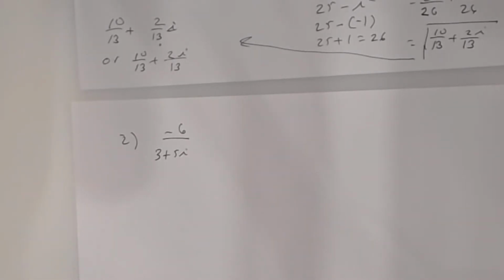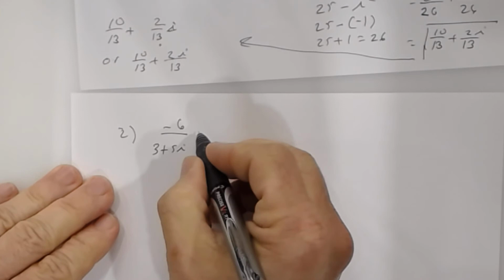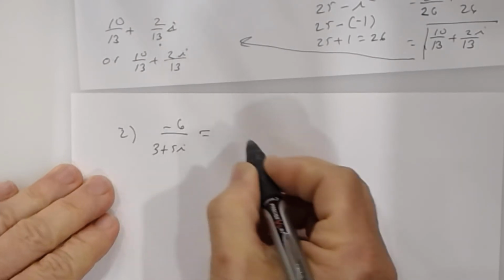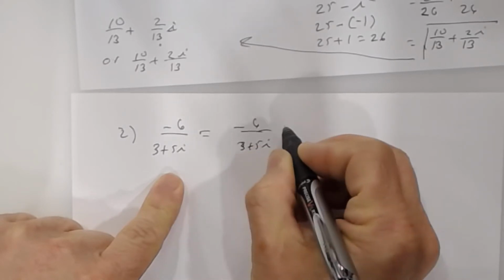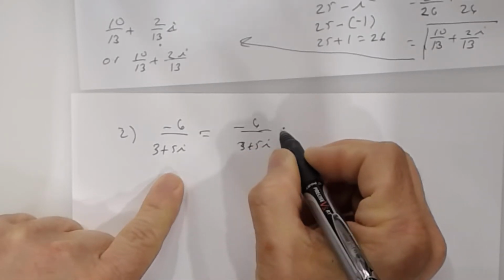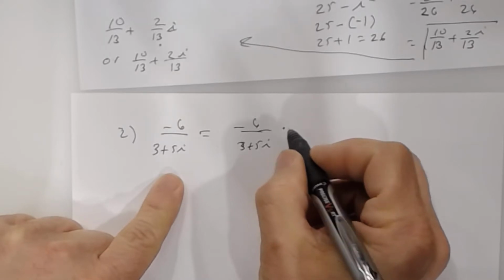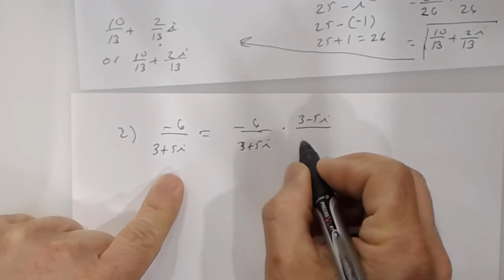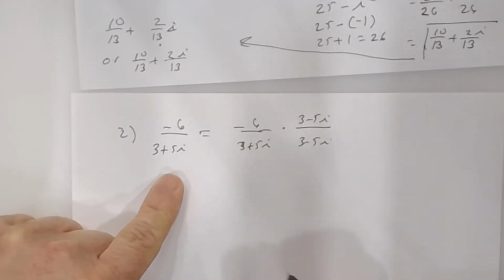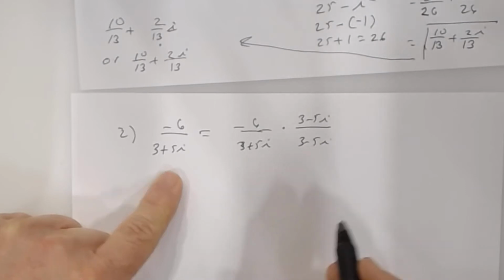So I need to get rid of that i somehow. You multiply numerator and denominator by the conjugate. What's the conjugate of 3 plus 5i? 3 minus 5i. So what you can do now is this. Let me rewrite this: negative 6 over 3 plus 5i. When you do your worksheet and we do your test, you're going to say times. What will I put in the numerator? 3 minus 5i. What will I put in the denominator? 3 minus 5i.